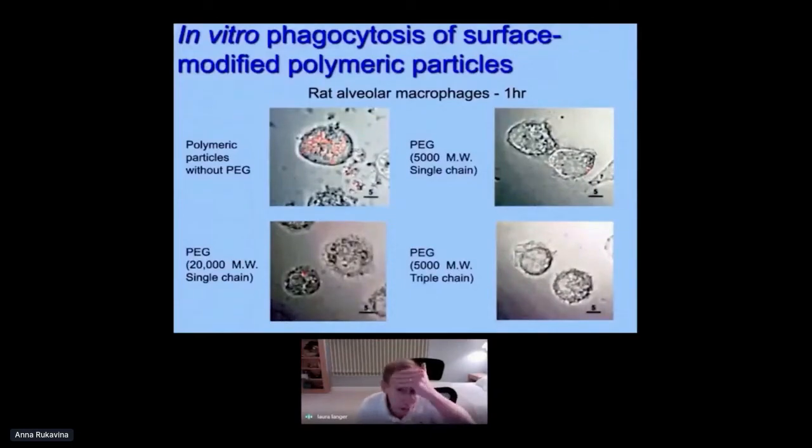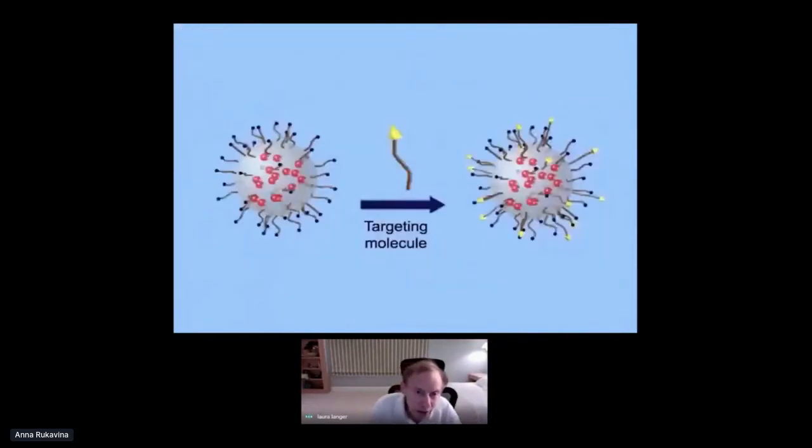But when you put the PEG on it, and we did different variations, like a single chain with different molecular weights, or even a triple chain where we got perfect coverage, there was either no or very little uptake of these polymeric particles. So then what you could also do, and this was now done by Omid Farokhzad on the next slide, is actually put a targeting molecule on these.